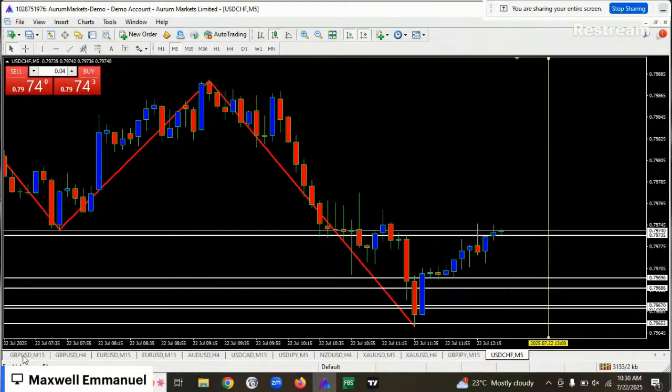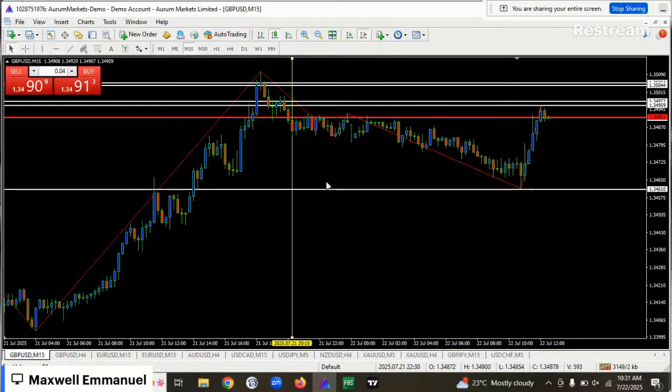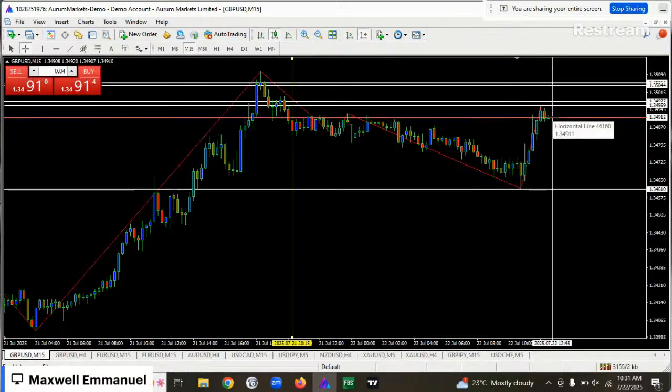Let me check my GU. Waiting for 1 hour candle to close before taking a trade on GU. I'm selling GU. If I sell from this zone, my first TP will be this low. Let me see the risk reward. If I sell from this zone, my stop loss at this level is about 20 pips. This is like 1:1.5, so this will be 30 pips.